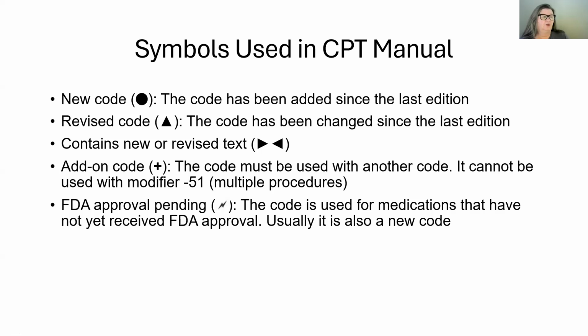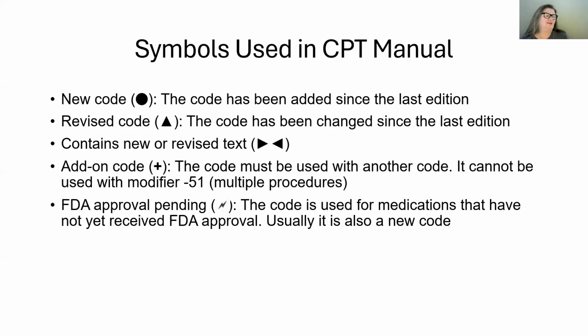And an add-on code is a code that has to be used with another code. It can't be by itself, but it also cannot be used with modifiers, and this particular modifier, which we'll talk about here in a minute, is modifier 51, which is for multiple procedures. And then the little lightning bolt looking thing, it kind of looks like the Flash, for all my DC fans out there.